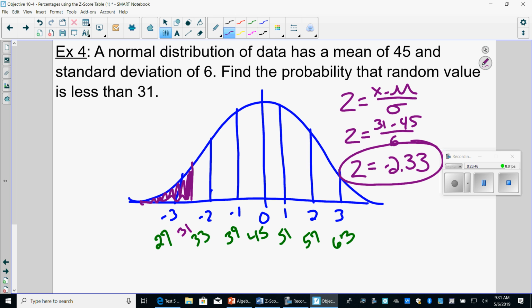Okay, so if I go down to negative 2.3 and go across 0.03, 0.0099, yes? So this would be 0.0099. And that's going to be my answer because what did it say? Probability. It's 0.0099 out of one whole. Does that make sense? If I wanted the percentage, then I would move it 2 places and make it 0.99%. So close to 1%.